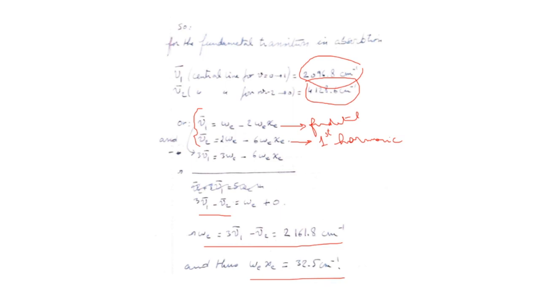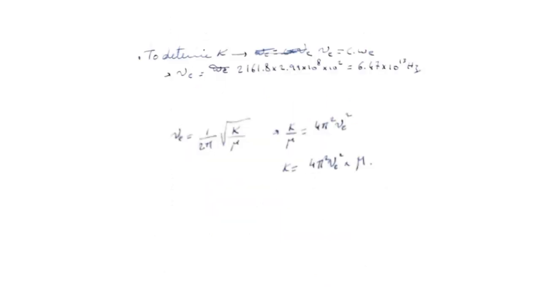Remember that when we have the harmonics. Okay? Great. So do we have other questions? Yes. From that, he said, from that determine K. So K is the spring constant of the bond.